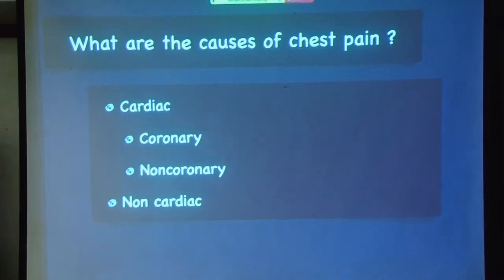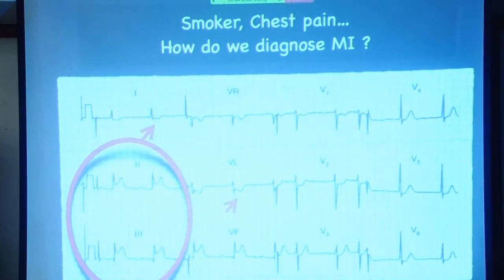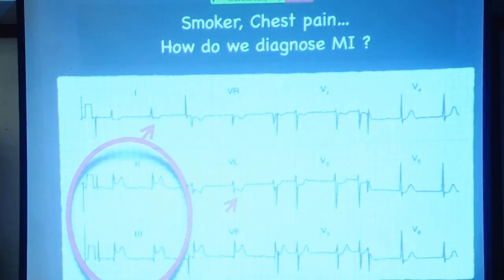Now, what are the common causes of chest pain? It could be cardiac or non-cardiac. If it's cardiac, it could be coronary or non-coronary. Now, this was the ECG of a patient who was admitted with chest pain. He was a smoker. How do we diagnose myocardial infarction in this particular patient?